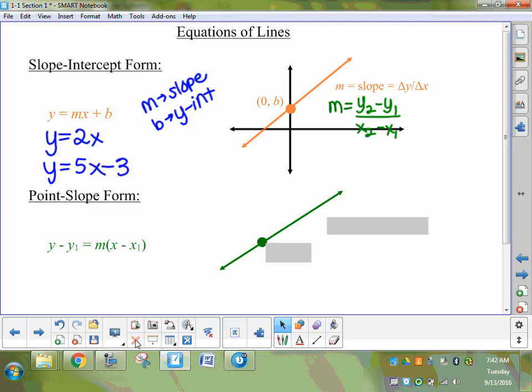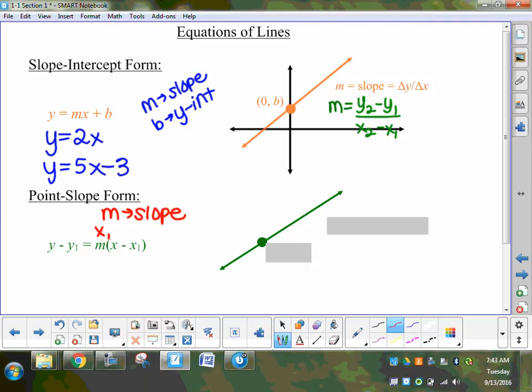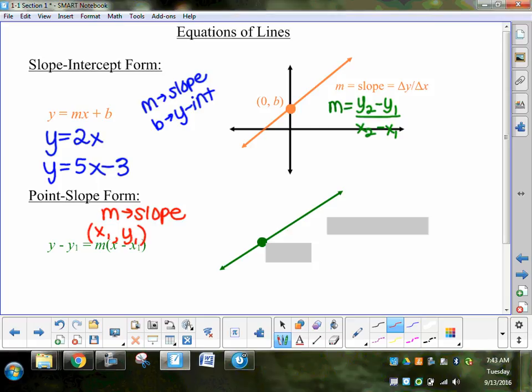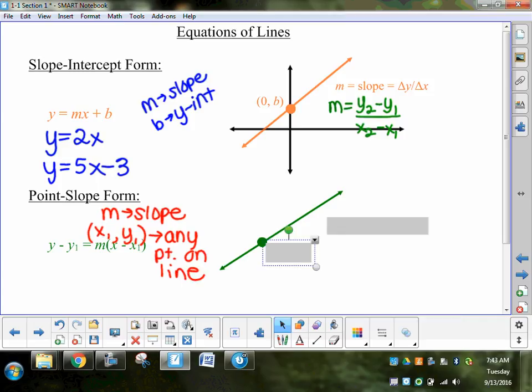Okay, so it's going to be y minus y1 is equal to m times the quantity x minus x1. The m is going to be your slope. And the point x1 comma y1 is any point on the line. So as we're doing this, it doesn't matter at all what your y-intercept is. It doesn't impact what the equation is in the least.